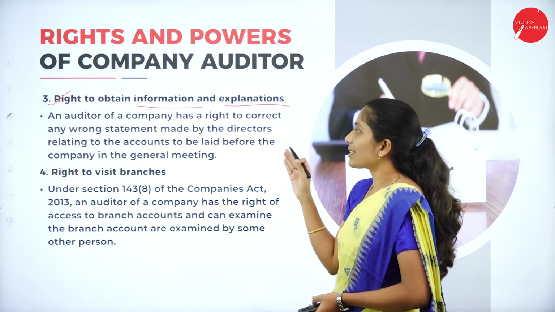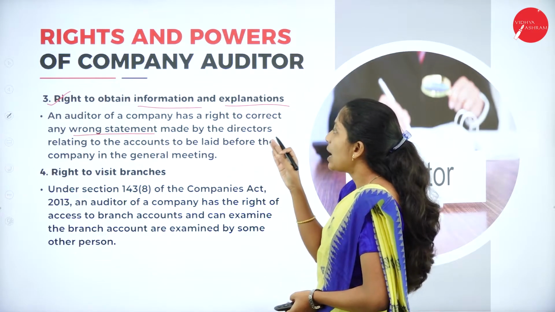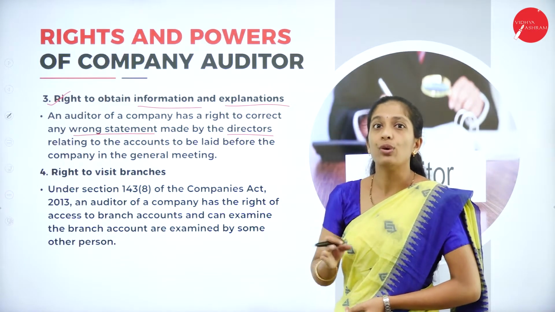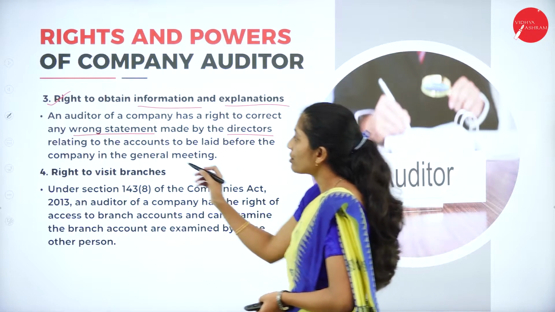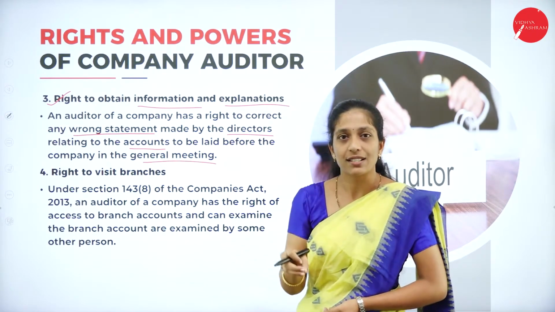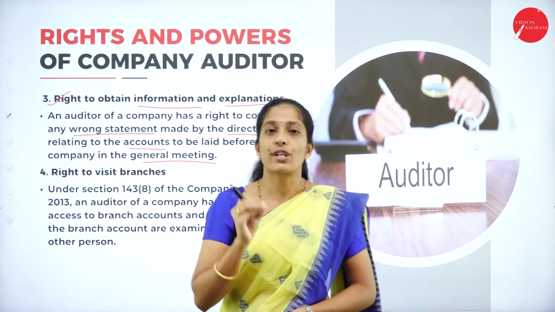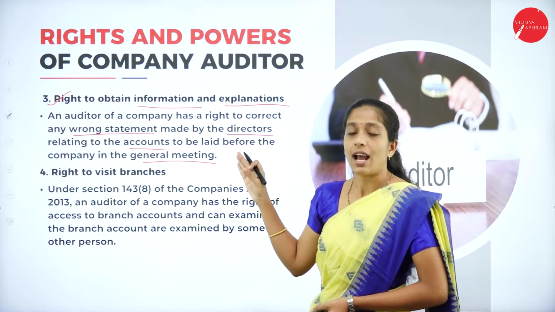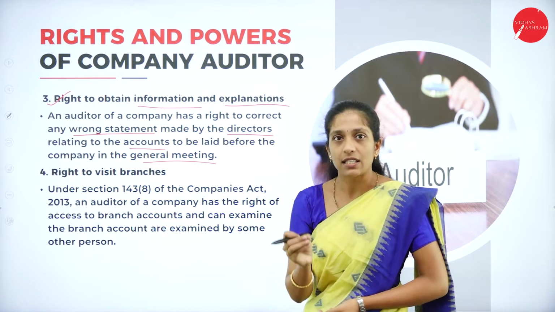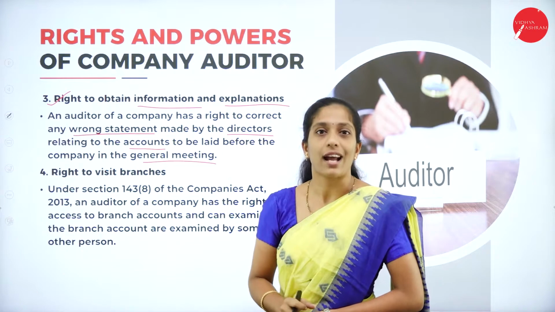An auditor of a company has a right to correct any wrong statement. So he has a right to correct any wrong statement made by the directors. If the directors have made any mistake, he has a right to correct that mistake relating to the accounts laid before the company in the general meeting. But he cannot correct that mistake personally. So in the general meeting where everyone in the company is present, an auditor has a right to correct that mistake which is made by the directors. So if any statement which is given by the directors is wrong, then in the general meeting he has a right to correct that statement.